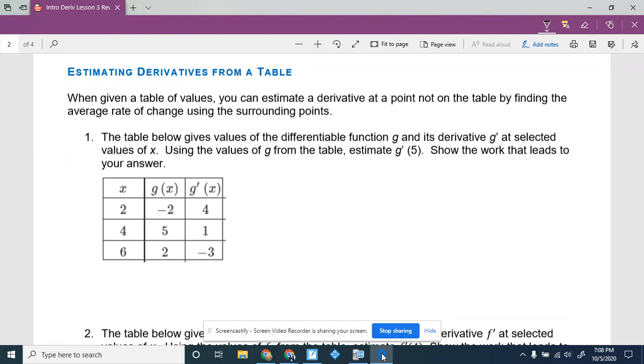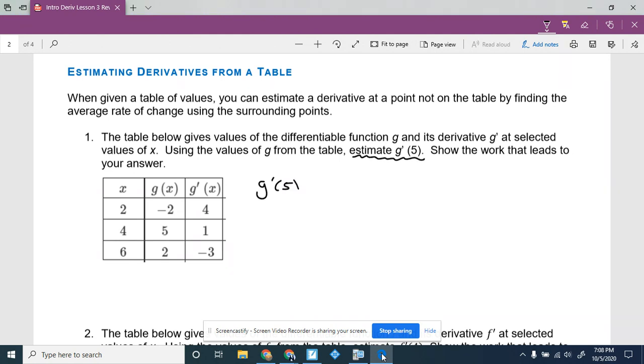So, here's a table where you have some x values, you have some corresponding functional values, and you have some corresponding derivative values, right? So, for example, this 4 means that the derivative at 2, so if you did g prime of 2, it would be 4. So, the slope of the tangent line on the graph of g at x equals 2 would be up 4 over 1. That's the info that the table's given us. So now it says estimate g prime of 5.